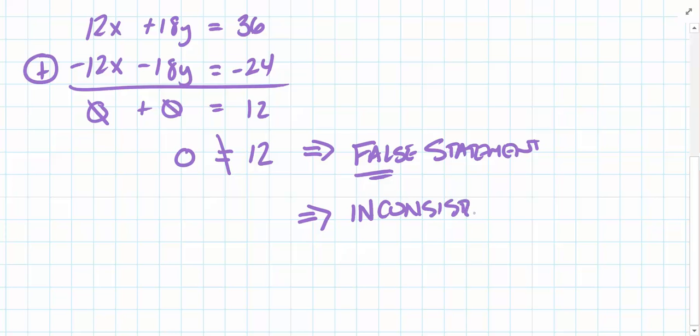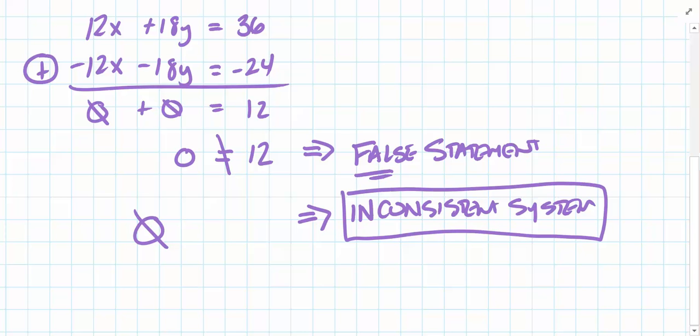Well, that would imply an inconsistent system. Okay? And you're going to see the answers in the back of the book are going to be this empty set notation or 0 with a line through it. So what we say is that the system is inconsistent. That's the way that we say a system has no solution. We just call it inconsistent. That's the word that we use.